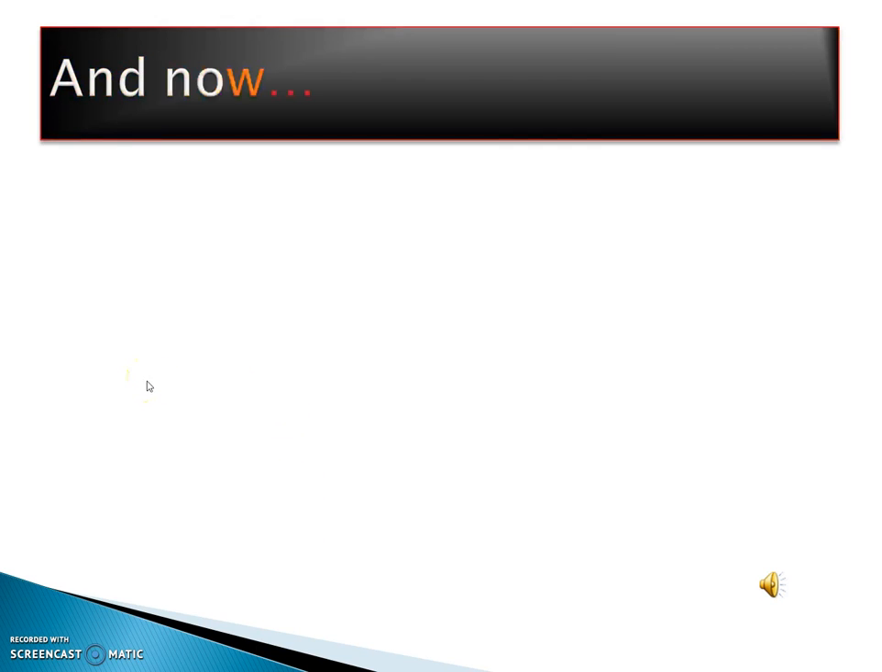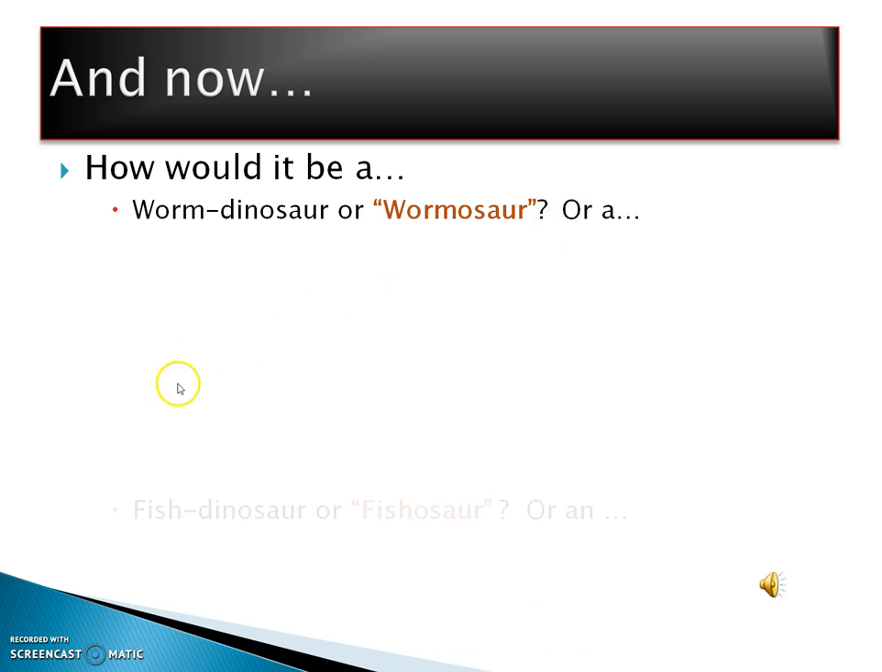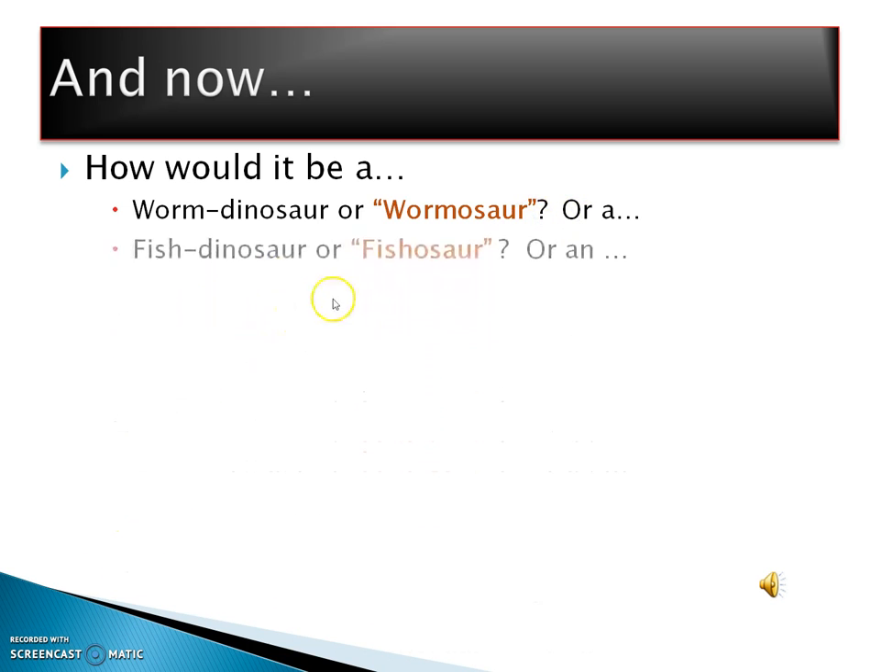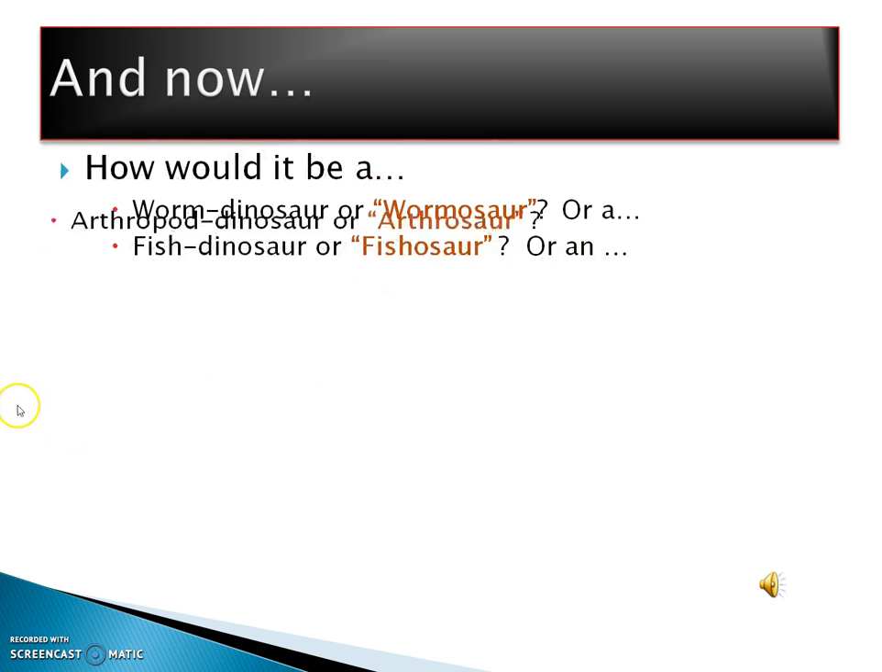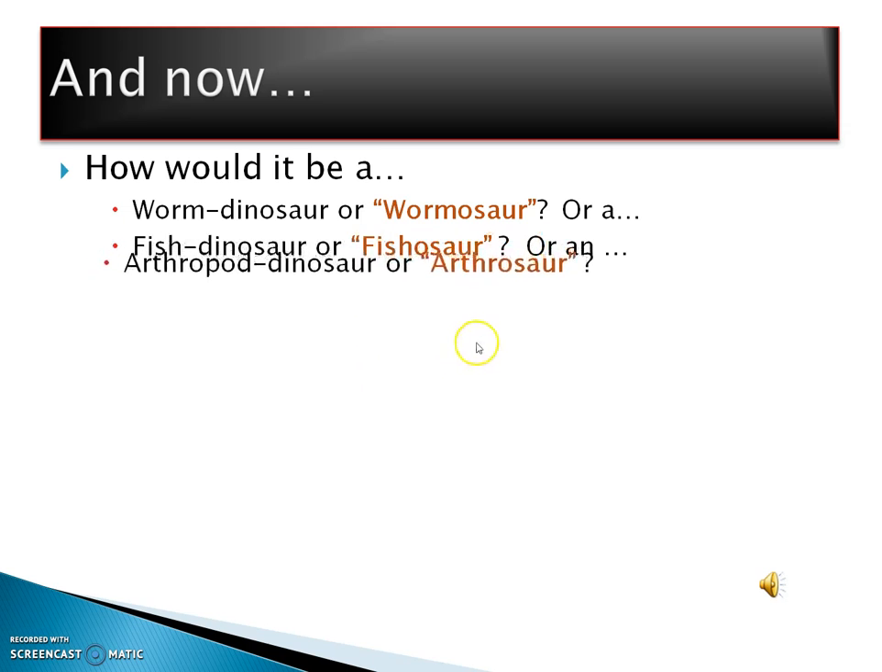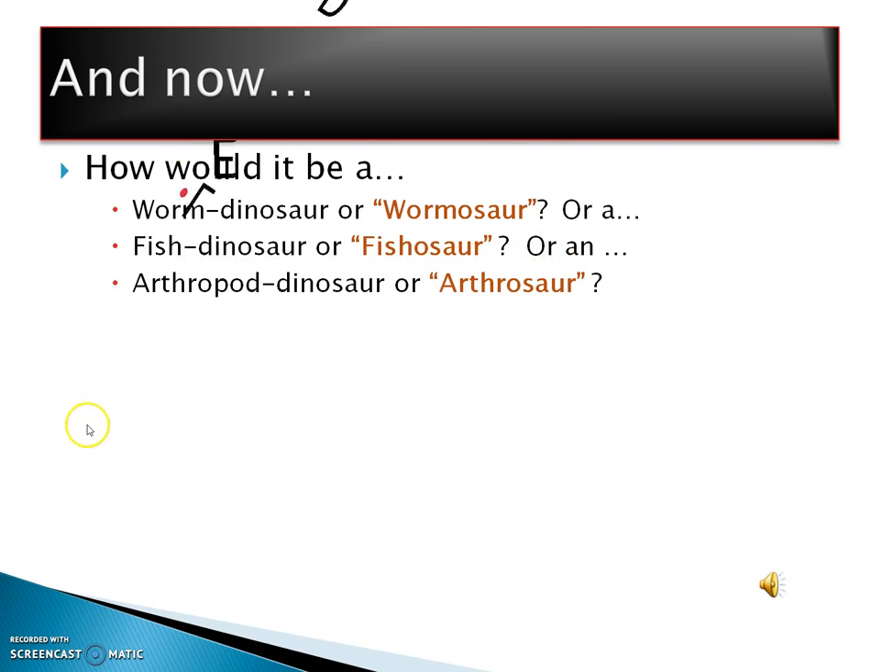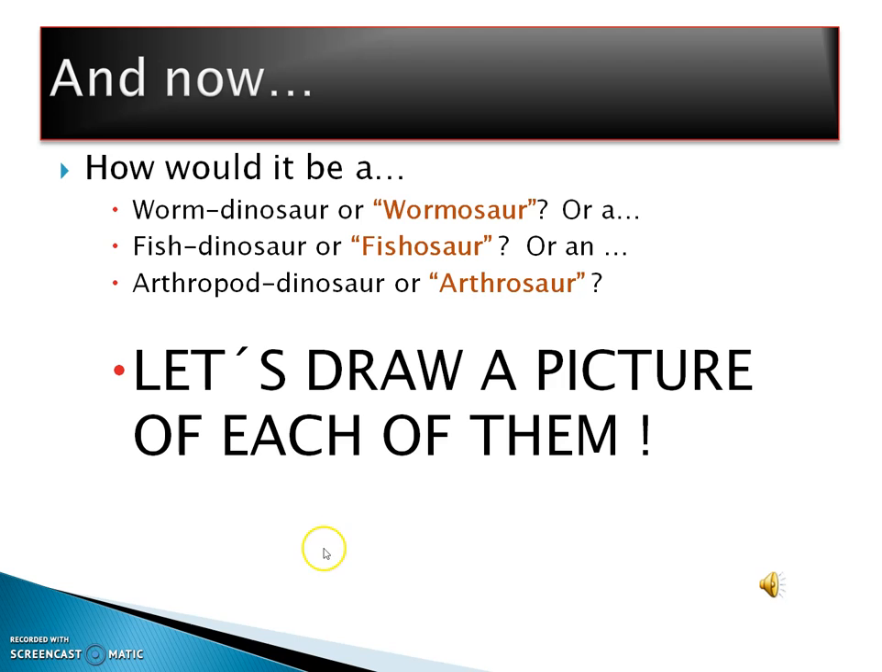And now our challenge, which is, how would it be a worm dinosaur or a wormsaur, or a fish dinosaur or a fishosaur, or an arthropod dinosaur or arthrosaur? Let's draw a picture of each of them.